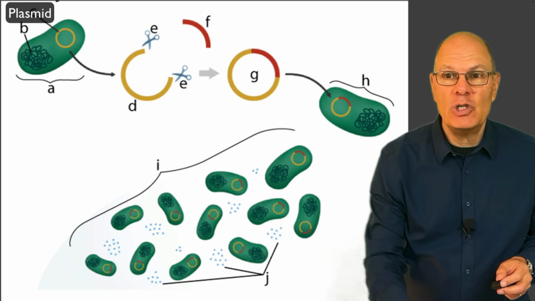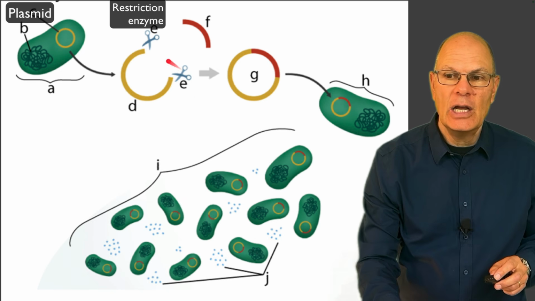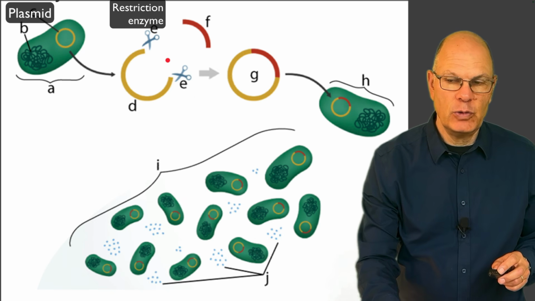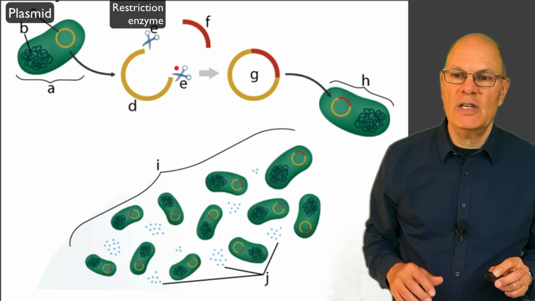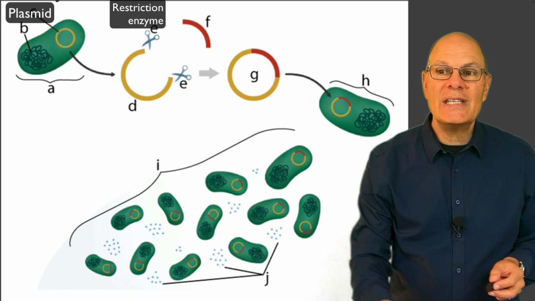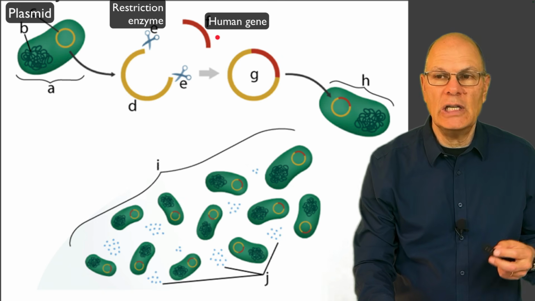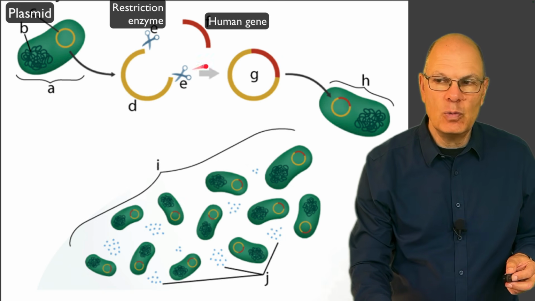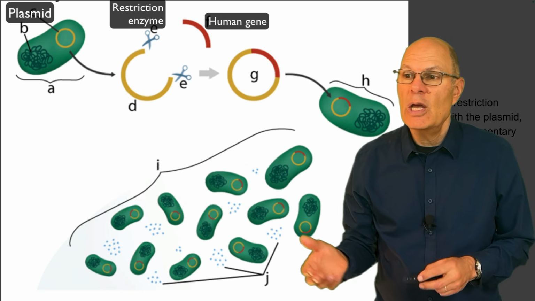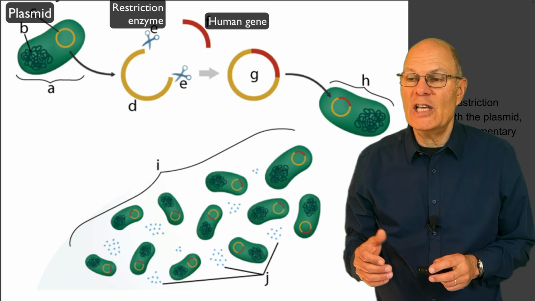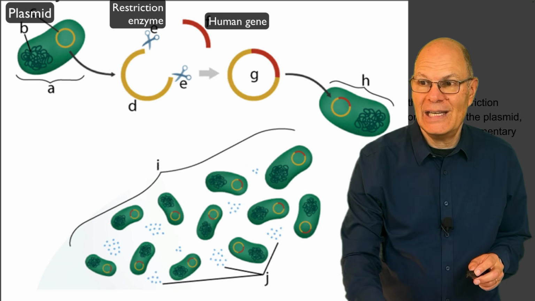The first step is to extract a plasmid from a bacterial cell and then cut open that plasmid with restriction enzyme, leaving sticky ends the way that we just described in the previous slide. Use the same restriction enzyme to cut out a target human gene, and therefore the ends will be complementary. Because they've been cut with the same restriction enzymes, the human gene will combine with the plasmid, forming hydrogen bonds between their complementary sticky ends.